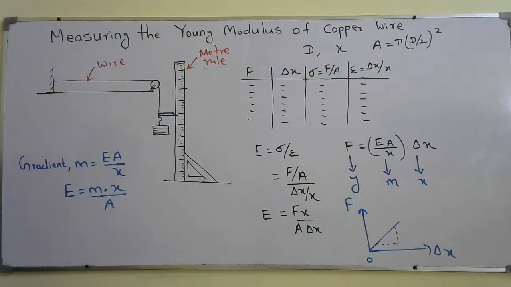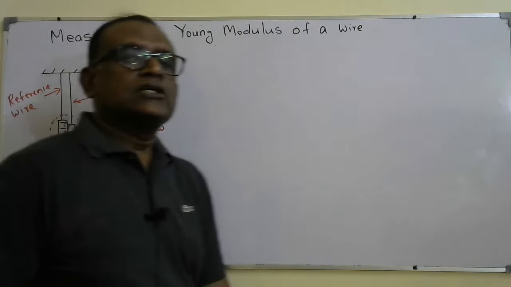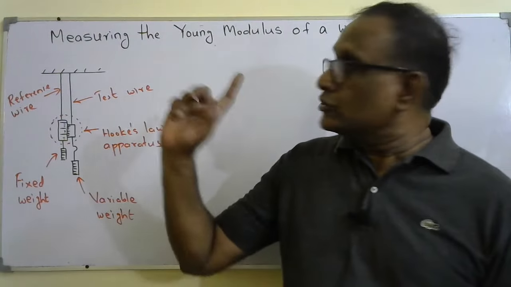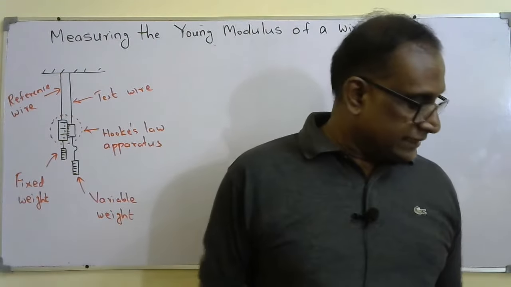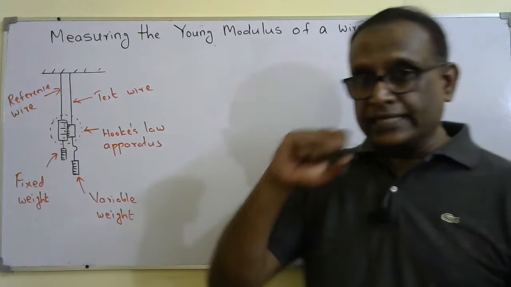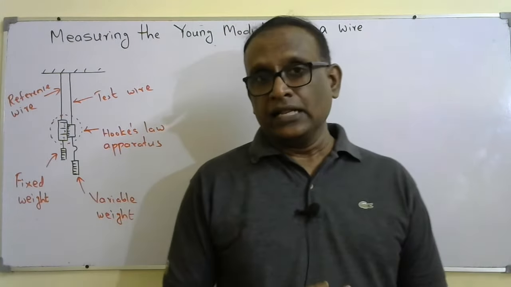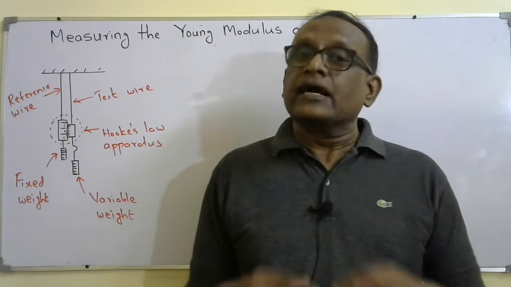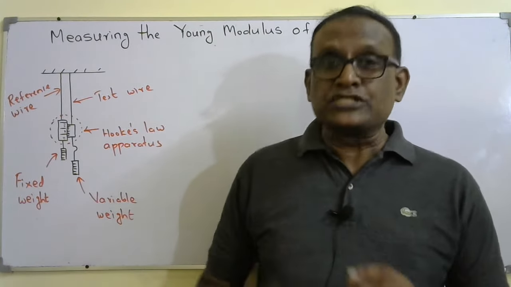Okay, since copper is a good ductile metal, we can use the previous method. We can measure the extension by using a meter rule. But if it is an aluminium wire or steel wire, they are not good ductile materials. Larger force is applied and the extension is very small. So we need a special apparatus called Hooke's law apparatus.